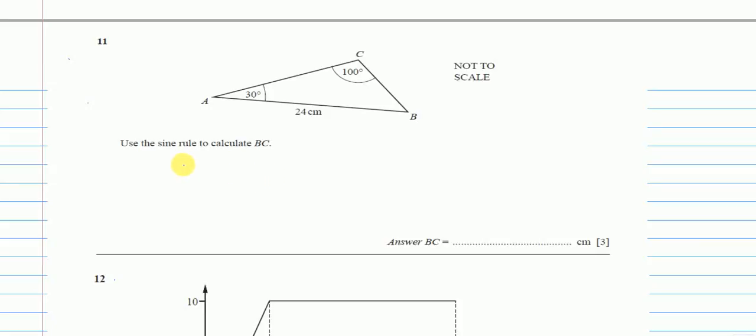Okay, now let's have a look at question number 11. Use the sine rule to calculate BC. And I think the examiner is being really nice, isn't he? He is telling us that we have to use the sine rule, so we will use the sine rule.